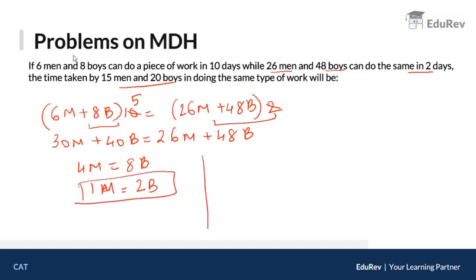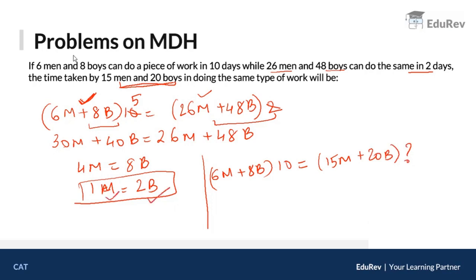Now they are asking what is the time taken by 15 men and 20 boys to do the same work. Now you can pick any of these two categories. Suppose I pick the first category, because we have to equate MDH to MDH. So we know 6 men and 8 boys take 10 days, which is equal to 15 men and 20 boys taking how many days? This is how we are going to equate. But we know one man is 2 times the boys.